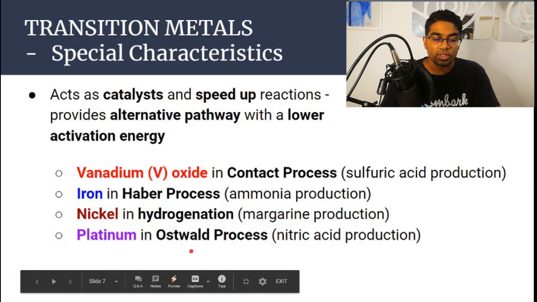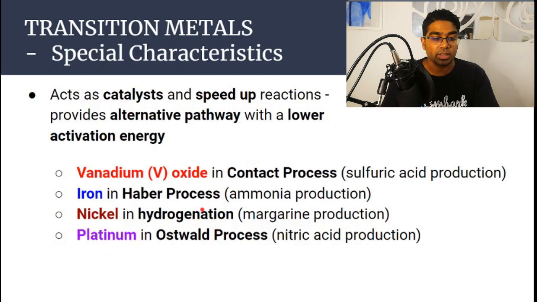Platinum is used in the Ostwald process for the production of nitric acid. So these are some examples of where transition metals are used. They are used in many industrial processes. So this is very important. This is a very important use of the metals because they save a lot of time and a lot of energy, right?